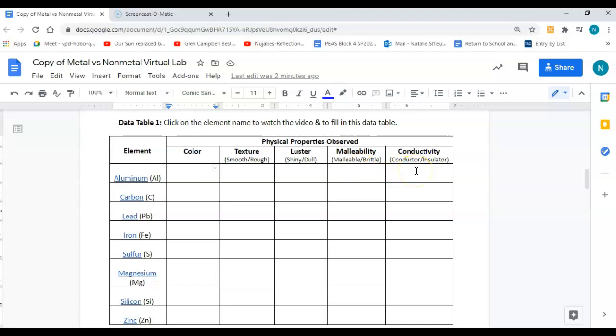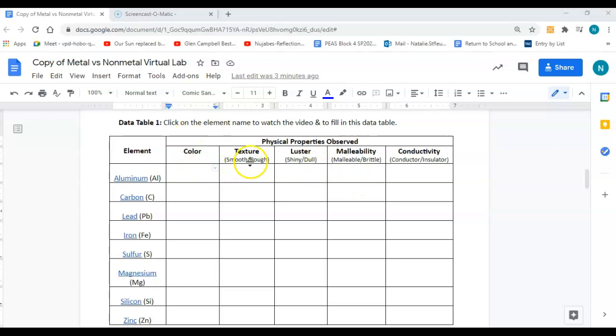The last one is conductivity. We're talking about electrical conductivity. If it is a conductor, then the conductivity meter will beep or a light will go on. For a conductor, electric current passes through, and that allows the conductivity meter to beep or a light to turn on. Whereas if it's an insulator, there's no current passing through it, and therefore the conductivity meter will not beep or no light will go on.